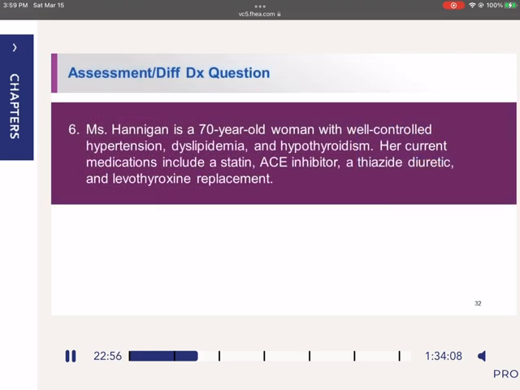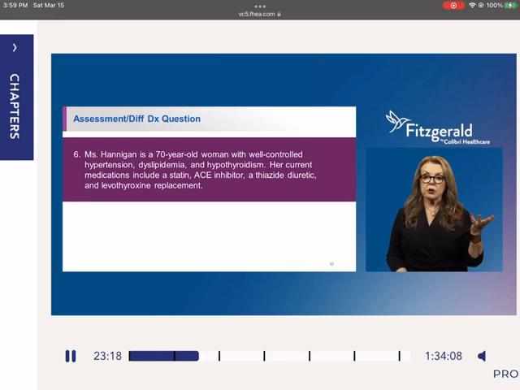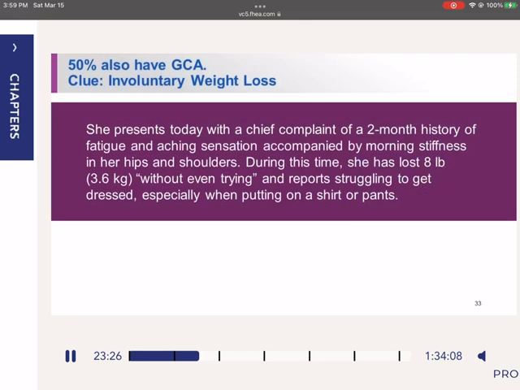Question 6. Ms. Hennigan is a 70-year-old woman with well-controlled hypertension, dyslipidemia, and hypothyroidism. Her current meds include a statin, ACE inhibitor, a thiazide diuretic, and levothyroxine replacement. In other words, why are you given these data? So that what you can say to yourself is, all right, I'm looking at her meds. There's nothing particularly unusual given her underlying health issues. She presents today with the chief complaint of a 2-month history of fatigue and aching sensation, accompanied by morning stiffness in her hips and shoulders.